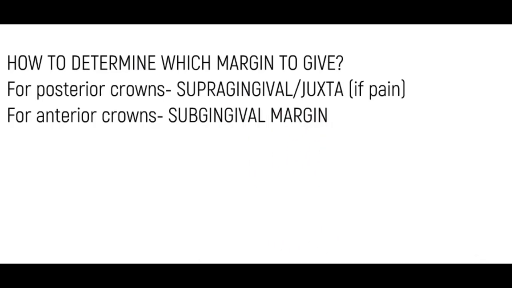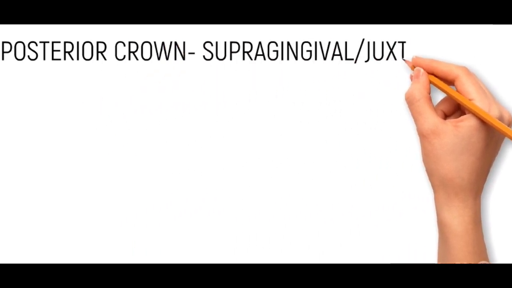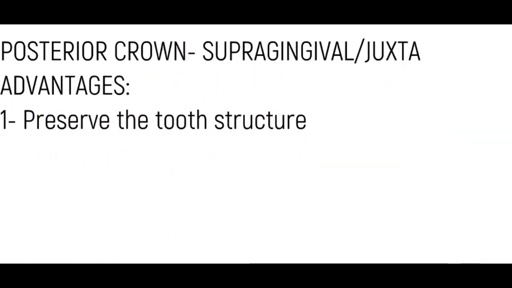Now how do we determine which margin to give? For posterior crowns we give supragingival or juxta margin if there is pain, and for anterior crowns we always go for subgingival margin, because the anterior area is an aesthetic area and we don't want our margin to be visible, so we give it subgingival, that is below the gingiva. For posterior crowns we give supragingival margin.